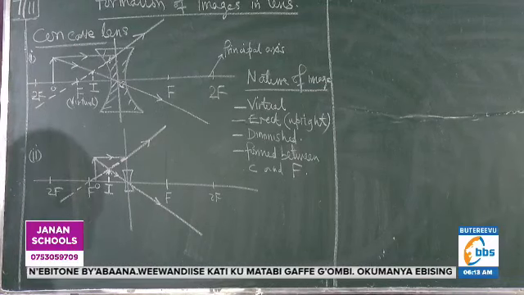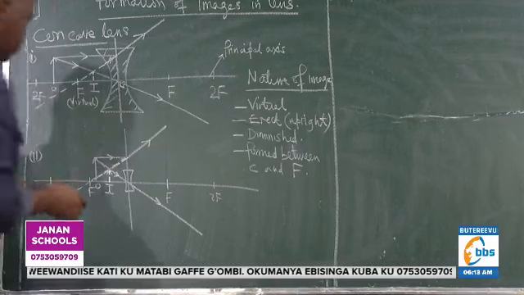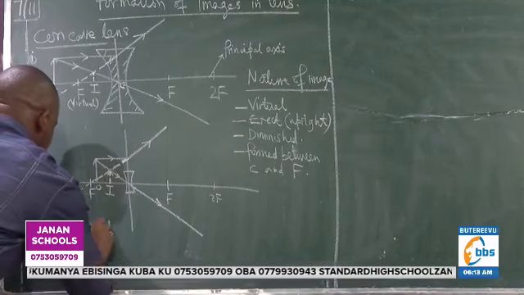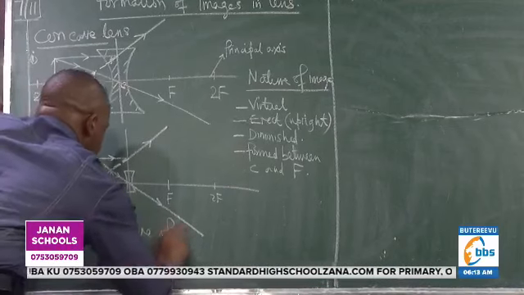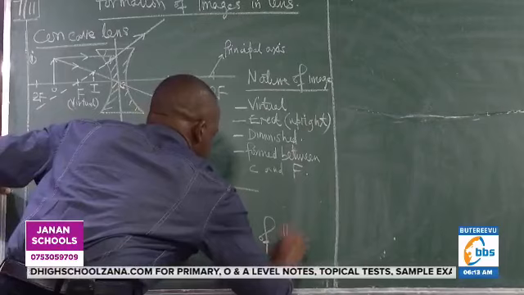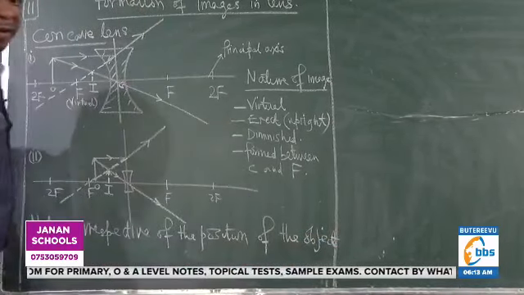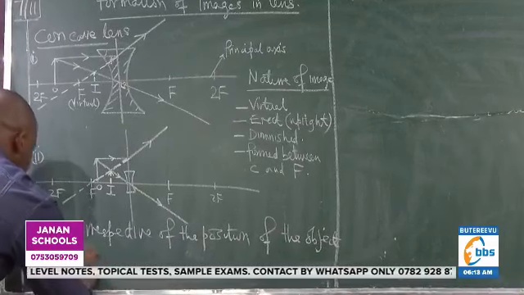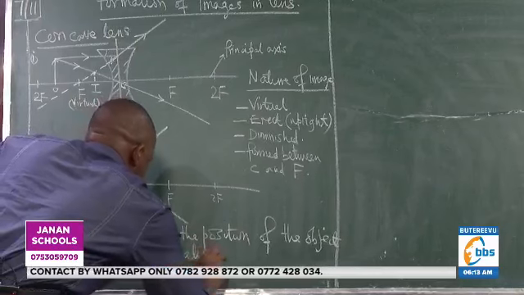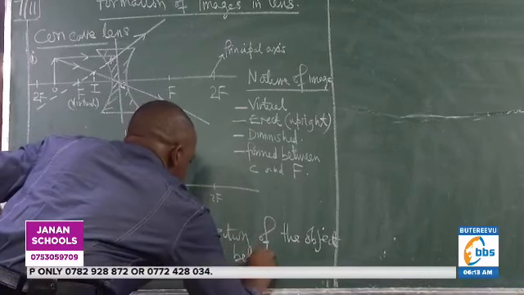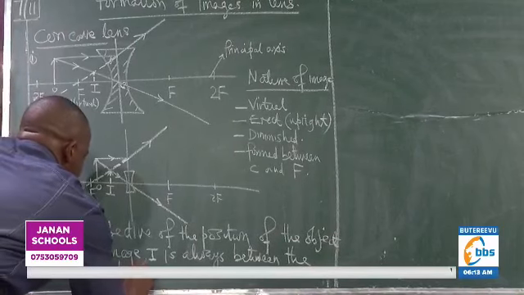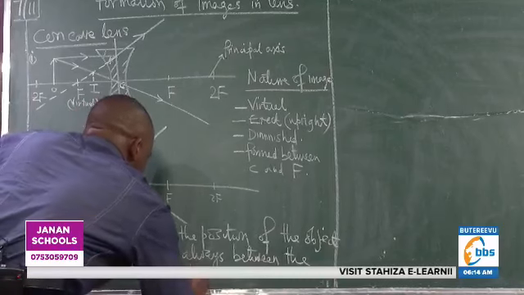Now, this second diagram confirms the fact which I will be putting here, that it is important that candidates note that, irrespective of the position of the object, in other words, no matter the position of the object, the image formed, which we are calling I, is always between the optical center and the principal focus.